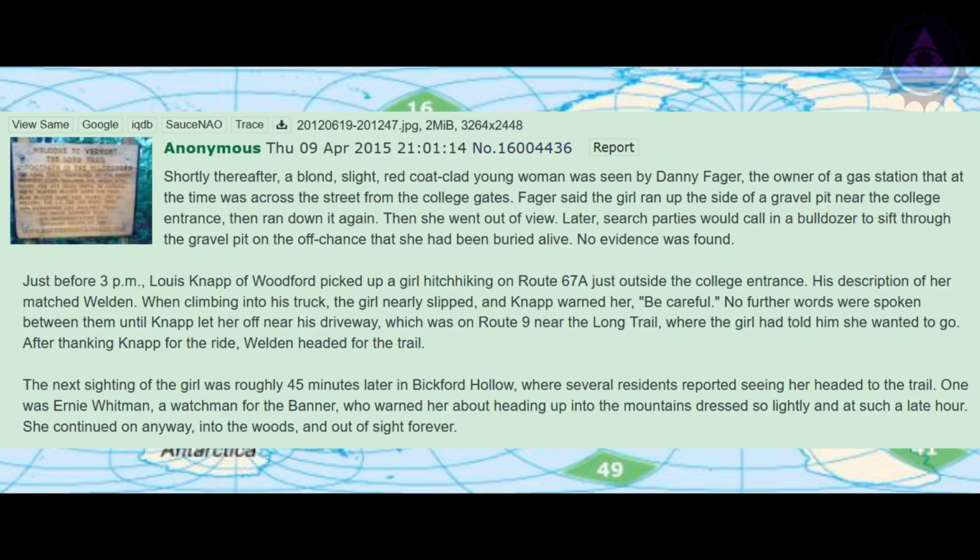Shortly thereafter, a blonde, slight, red coat-clad young woman was seen by Danny Fager, the owner of a gas station that at the time was across the street from the college gates.